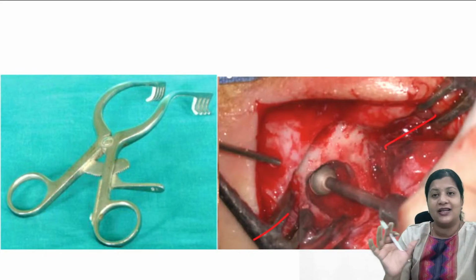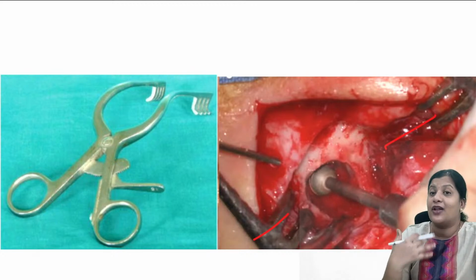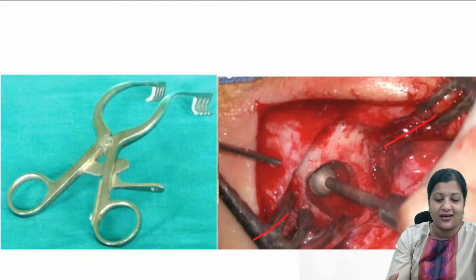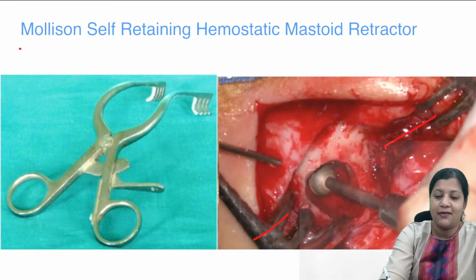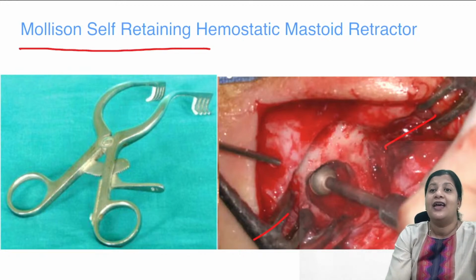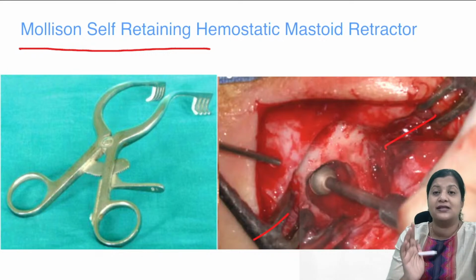Absolutely right. I'm not saying this is not a mastoid retractor, but can you tell me the name of this mastoid retractor? Very good. The name of this instrument is Mollison's self-retaining hemostatic mastoid retractor. So what is the name? Mollison's self-retaining hemostatic mastoid retractor. But how do we recognize this instrument is the most important question that we should ask ourselves here.